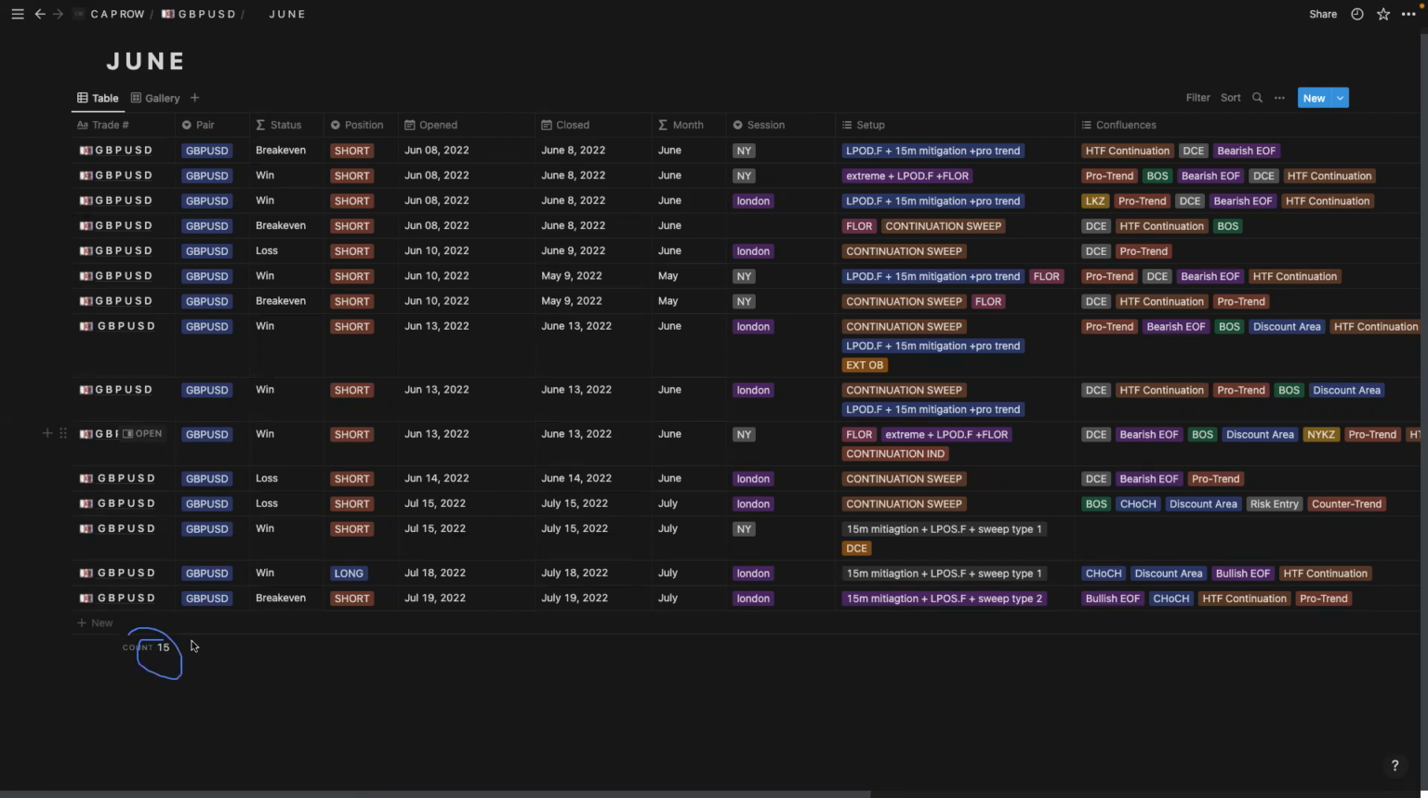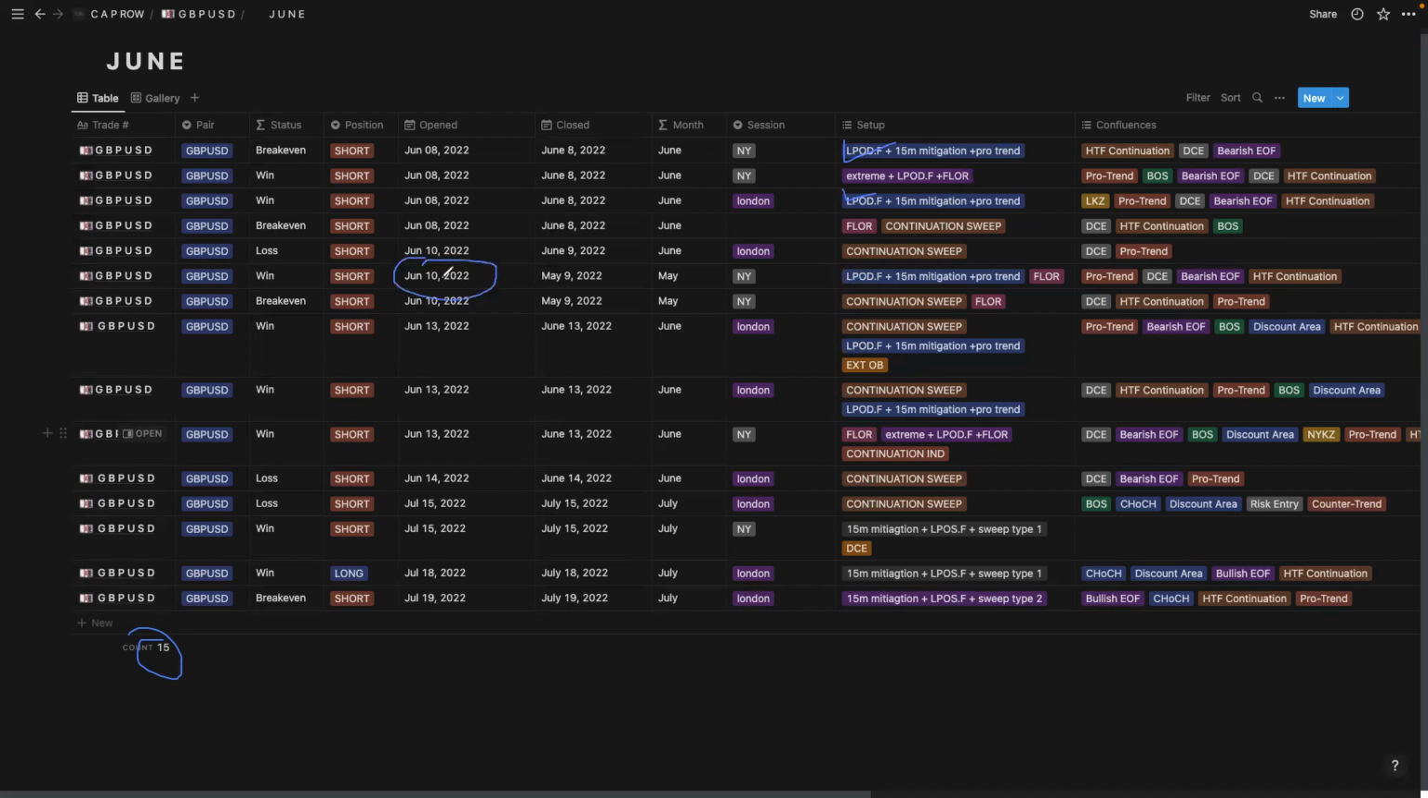In these 15 trades, you have to see what common patterns you are finding in the setup and in the confluence. For me, this is the common setup: last point of demand failure, pro trend, and continuation swap, repeated across the trades. These are basically the setups which I have been taking in June.